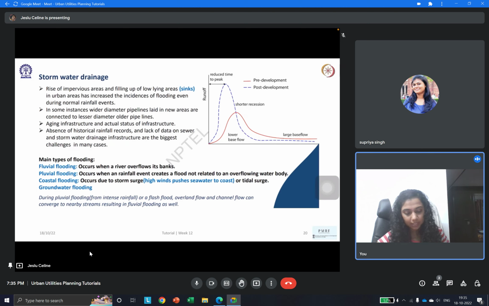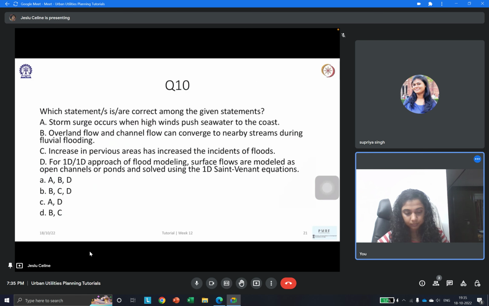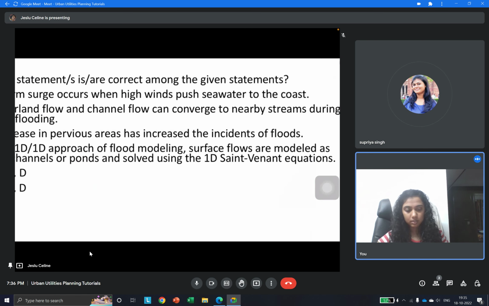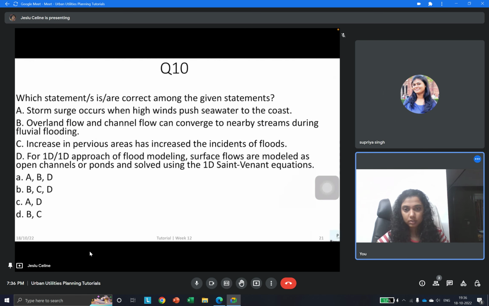So this is the notes which we learned for that. I'm not going into details of that. So question 10. Sorry, it gets zoomed out. Which statements are correct among the given statements?